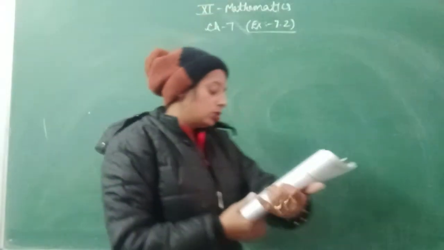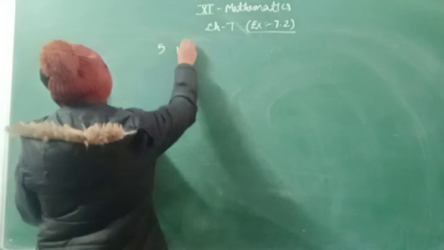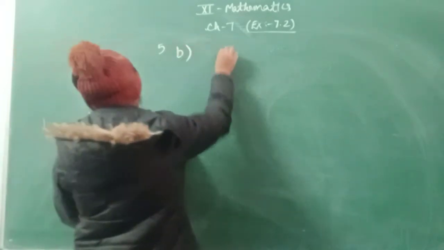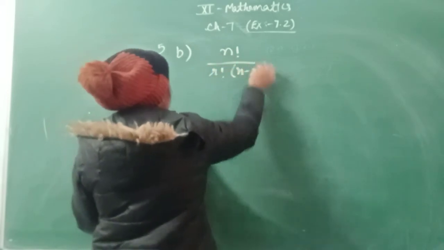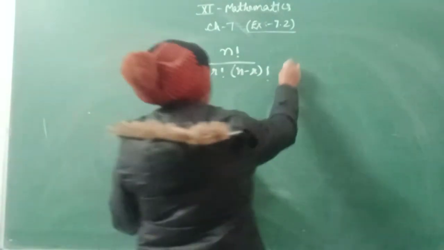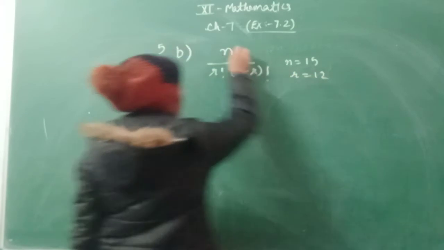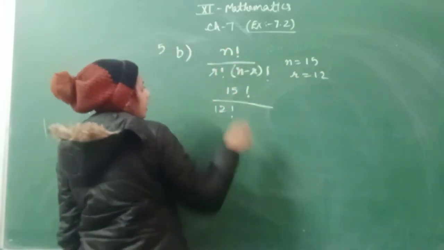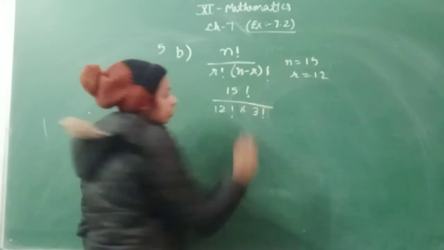Next question is question number 5. That is just a basic question. I am just taking the second part. You have to evaluate n factorial by r factorial into n minus r factorial when the values of n and r are already given. The value of n is 15 and the value of r is 12. So put the values here: 15 factorial by 12 factorial and n minus r, that is 15 minus 12, that will become 3 factorial.